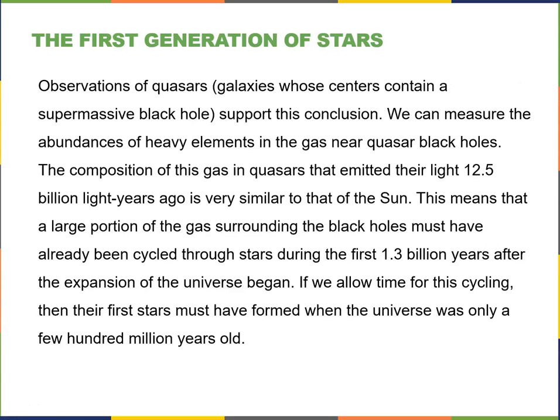So this conclusion is supported by observations of quasars. These are galaxies whose centers contain a supermassive black hole. We can measure the heavy elements in the gas near the black holes, and the composition of the gas that's emitted by their light 12.5 billion light years ago is still very similar to that of the sun. This means that a large portion of the gas surrounding the black holes must have already been cycled through stars during the first 1.3 billion years after the expansion of the universe began. So if we allow time for this cycling, then the first stars must have formed when the universe was only a few 100 million years old.